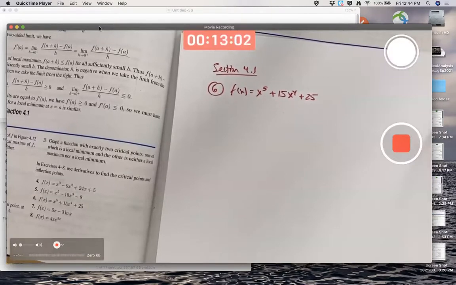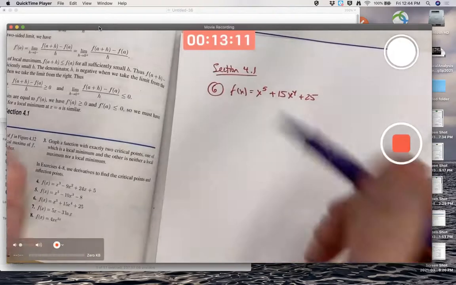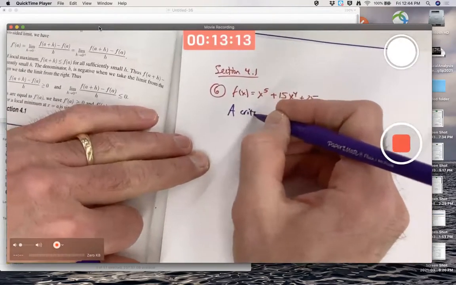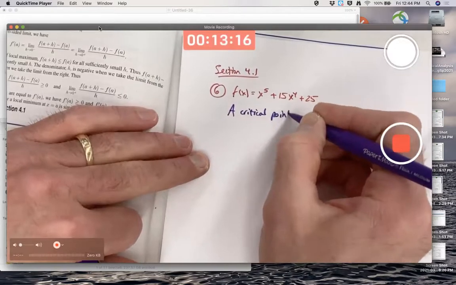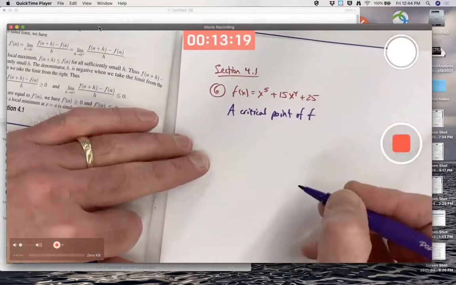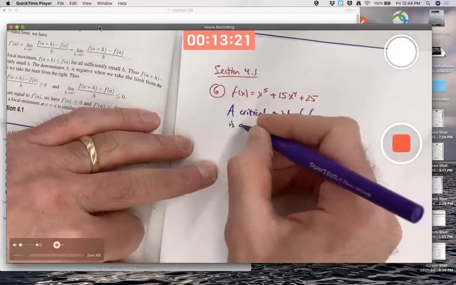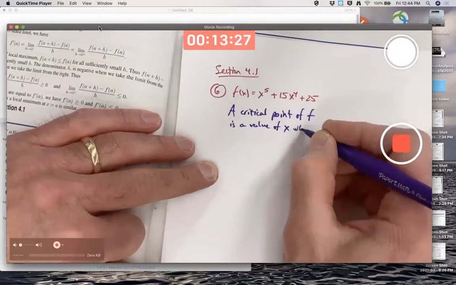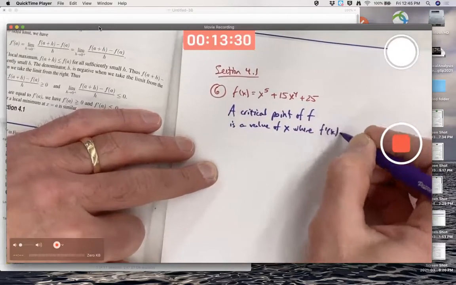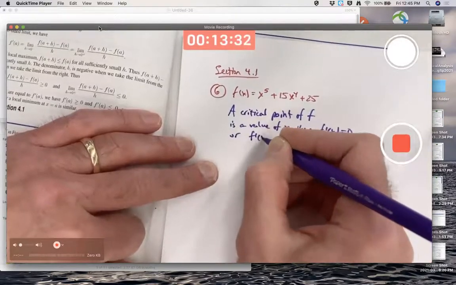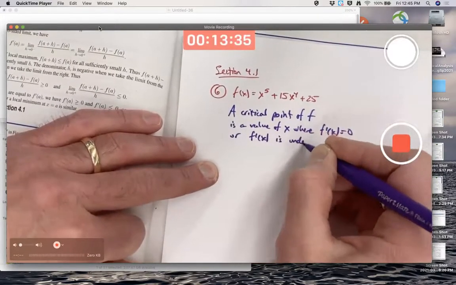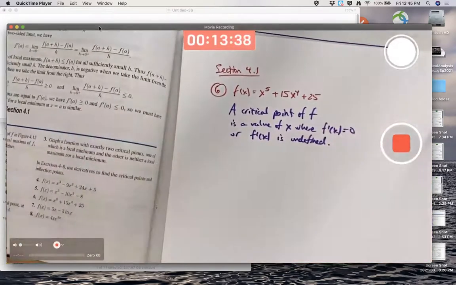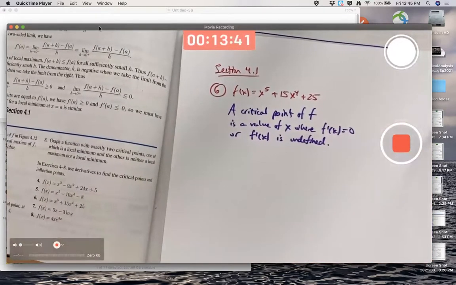Critical points of a function are where its derivative equals 0 or where its derivative is undefined. A critical point of f is a value of x, a number x, where f prime of x equals 0 or f prime of x is undefined. Though with most examples, it'll consist of those places where f prime of x equals 0.